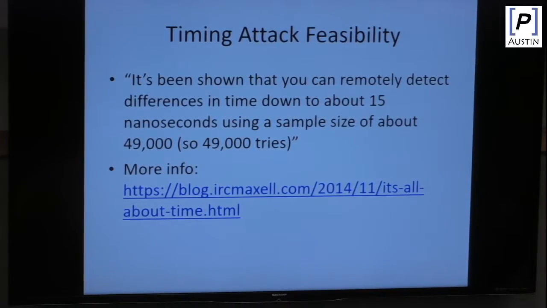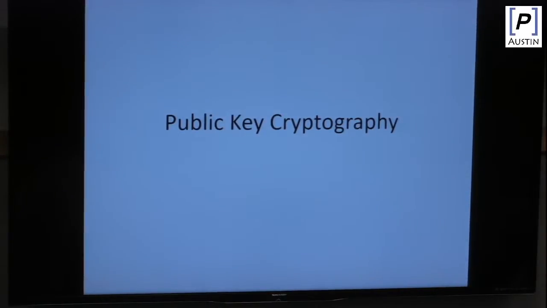So what you're saying is you shouldn't allow somebody to submit their password 50,000 times? Yeah, I mean, fairly bad with this, but yeah. So, any questions?